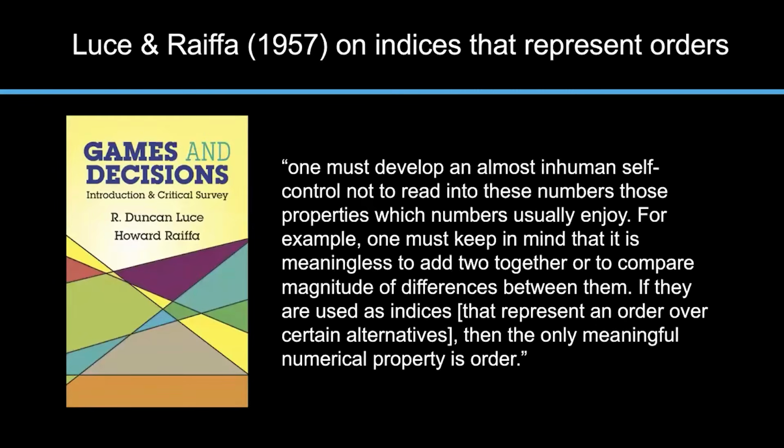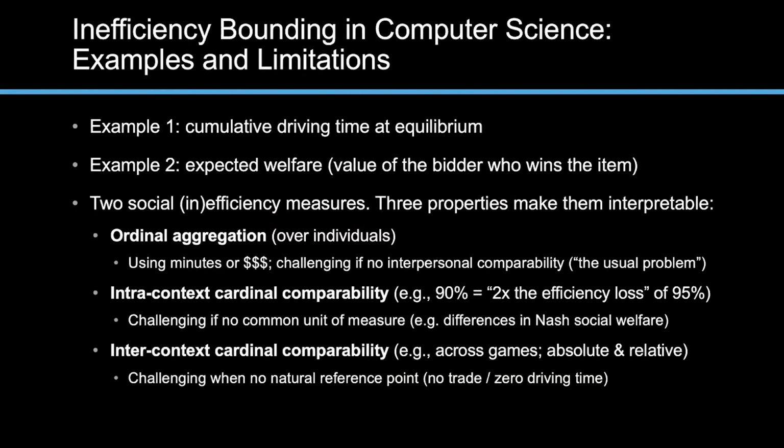And here I can go back to a very classic book in economics from 1957, Luce and Raiffa, and they tell us: one must develop an almost inhuman self-control not to read into these numbers those properties which numbers usually enjoy. For example, one must keep in mind that it is meaningless to add two together or to compare magnitude of difference between them. If they are used as indices that represent an order over certain alternatives, the only meaningful numerical property is order. 1957. Next comes inter-context cardinal comparability, meaning the ability to compare across different games.